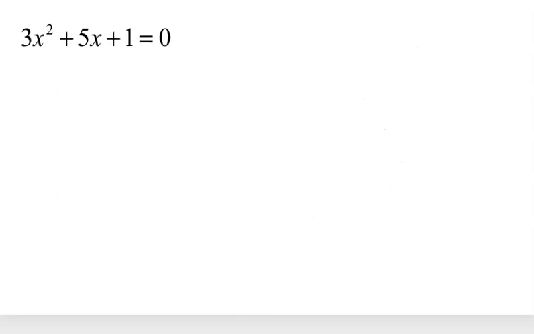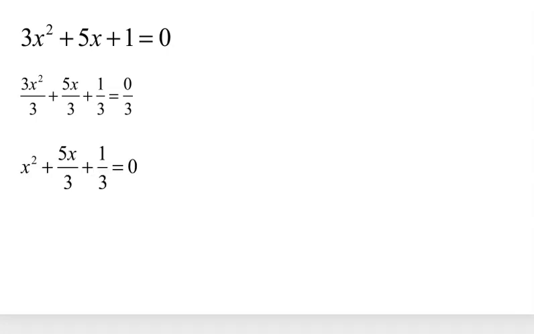3x squared plus 5x plus 1 is 0. What's the first thing we have to do here? First thing we have to do, divide everything by the leading coefficient, divide by 3. What does this become? x squared plus 5x over 3 plus 1/3 is 0. Okay. Now we have the 1/3 here. The 1/3 needs to be on the right side. How do I do that? What's my process for doing that? Let's add negative 1/3 to both sides.